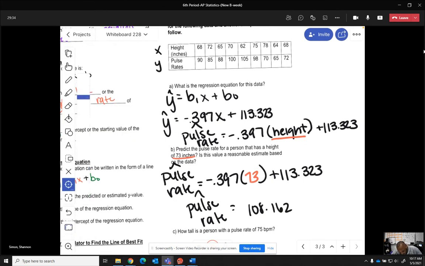Well, if we come on here and look at our graph, 73 inches is a little bit more than 72 inches right here, at 85. So look, we get a value of 108.162. Does that answer make sense? Well, it's really hard to tell here because you have all these different values, but it's not unreal because our largest value is at 62 inches. At 62 inches, they have a pulse rate of 105. So this is not an unreal answer.